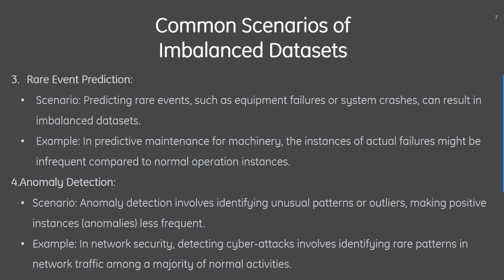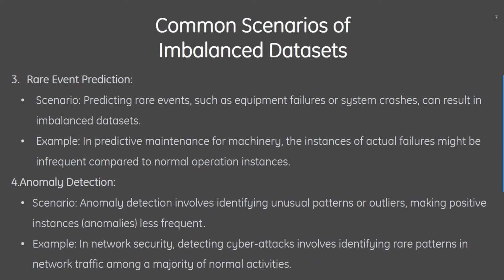Thirdly, we have rare event prediction. Predicting rare events such as equipment failures or system crashes can result in imbalanced datasets. An example is predictive maintenance for machinery, where the instances of actual failures might be infrequent compared to normal operation instances.